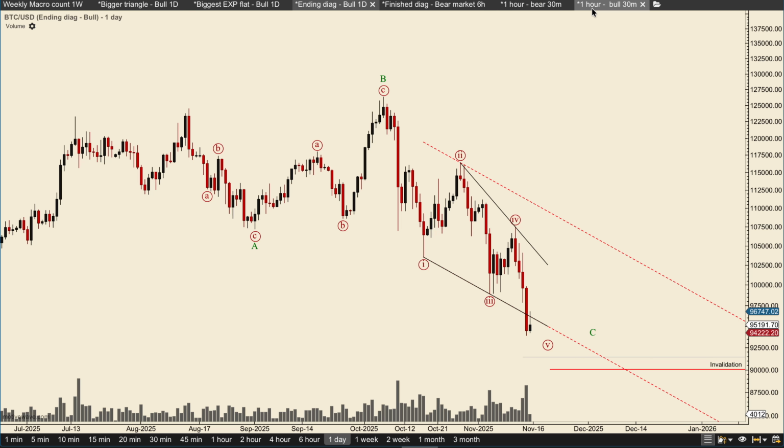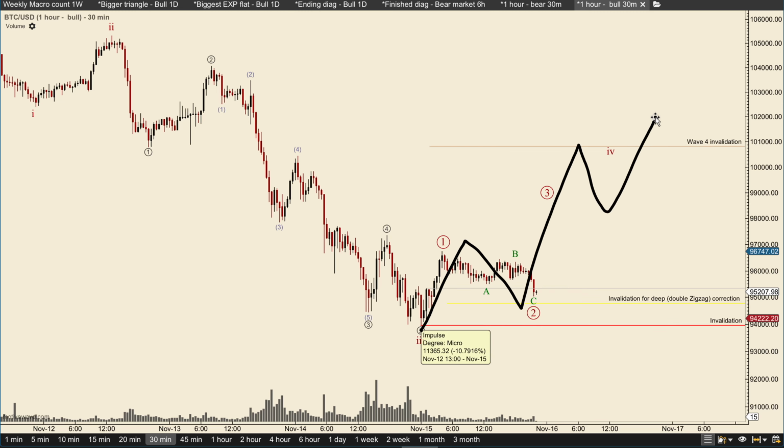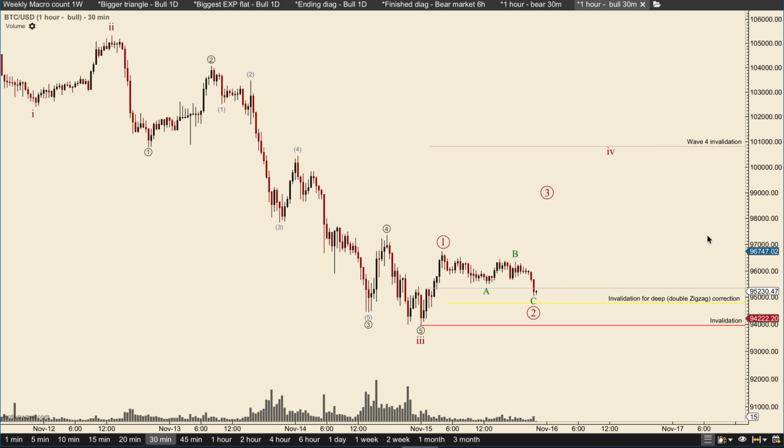So if we touch this, as I mentioned before, moving down and taking out this low, then we might consider that the ending diagonal is finished. But in order to do so, we really need a wave 1, 2, 3, 4, 5, an impulse, and then a corrective structure down before we can safely assume that we are finished with this move down.